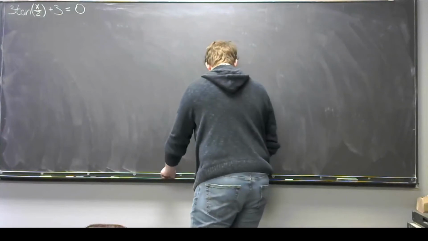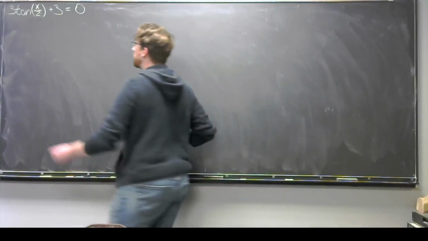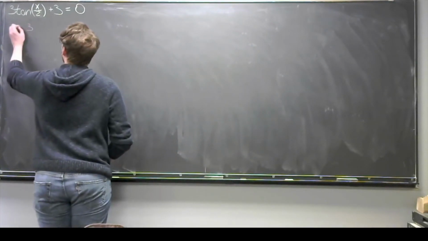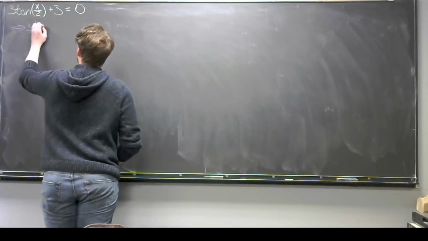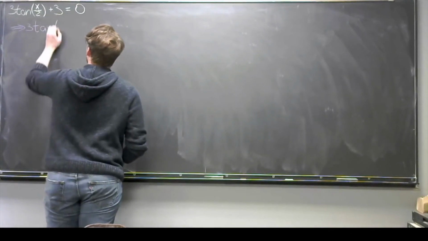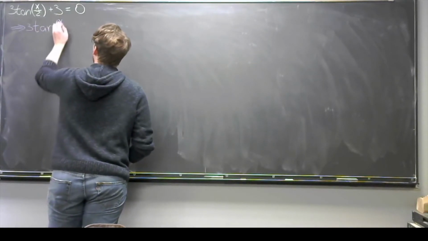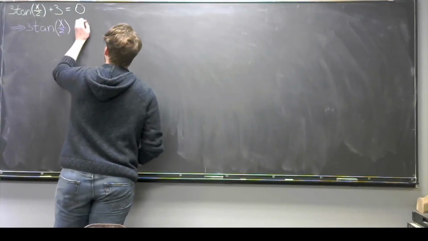So what does all of this look like? Well, first move, subtract 3 from both sides. 3 times tangent of x over 2 is equal to negative 3.